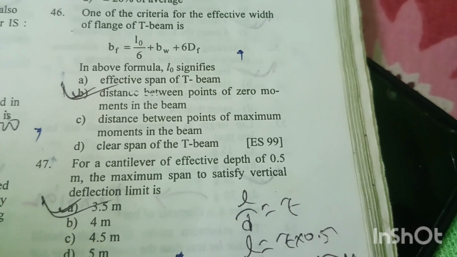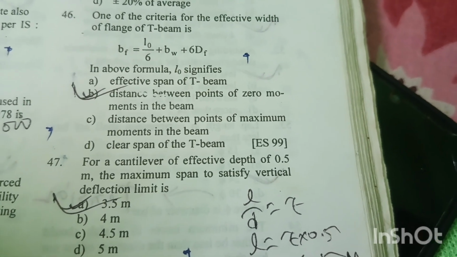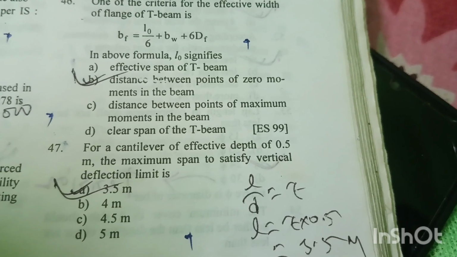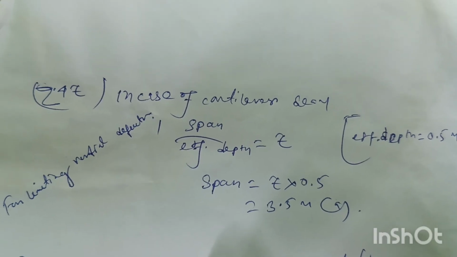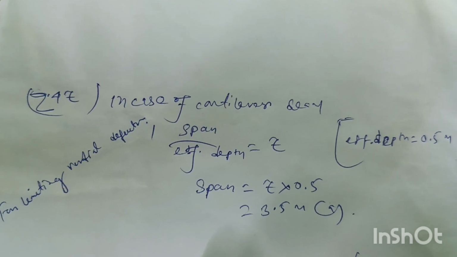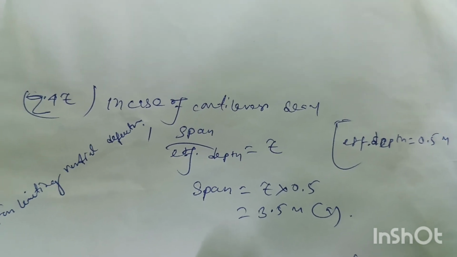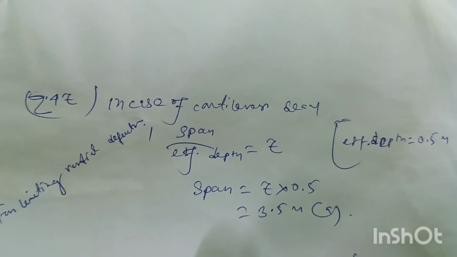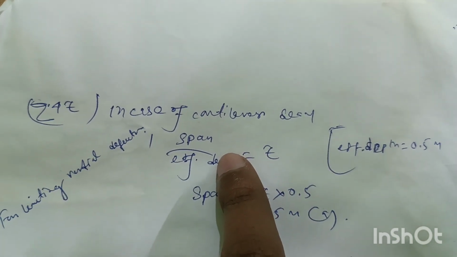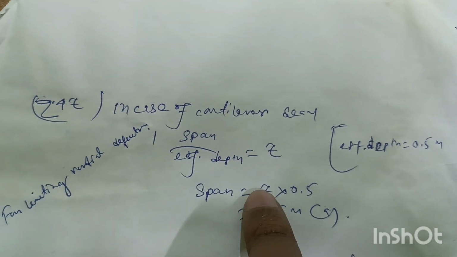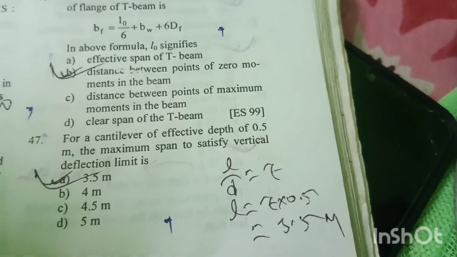Question number 47. For a cantilever beam of effective depth of 0.5 meter, maximum span to satisfy vertical deflection limit is. In case of cantilever beam, for limiting the vertical deflection, we know the span by effective depth ratio is equal to 7. And from the question we have effective depth equal to 0.5 meters. So if we put the value into this equation, we will get span equal to 7 into 0.5 equal to 3.5 meter. Option A is right answer.